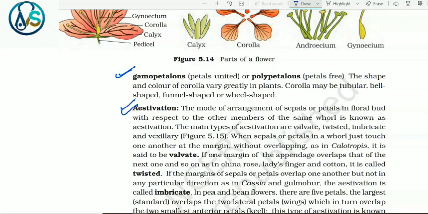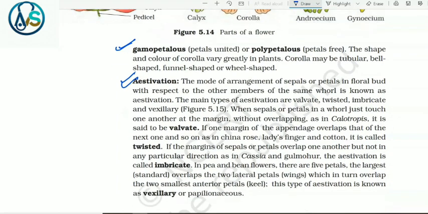Aestivation. The mode of arrangement of sepals or petals in floral bud with respect to other members of the same whorl is known as aestivation. The main types of aestivation are valvate, twisted, imbricate and vexillary. When sepals or petals in a whorl just touch one another at the margin without overlapping, as in calotropis, it is said to be valvate.